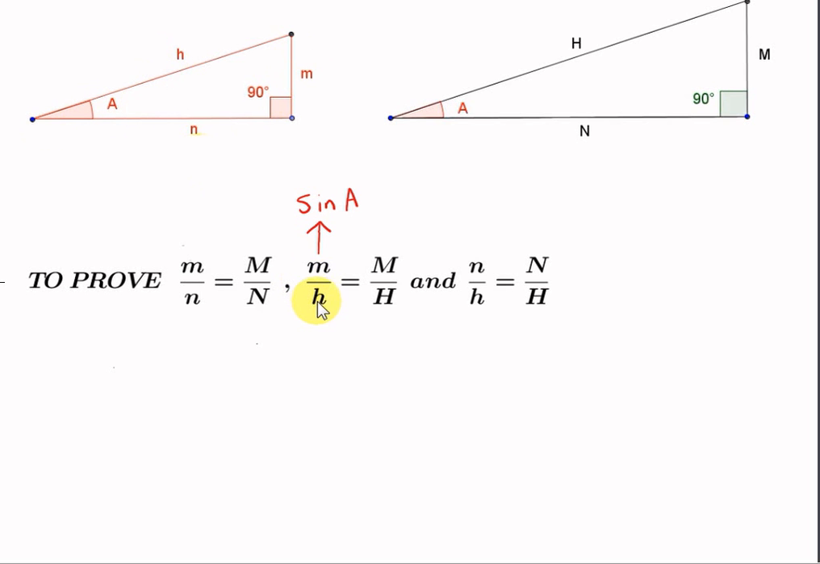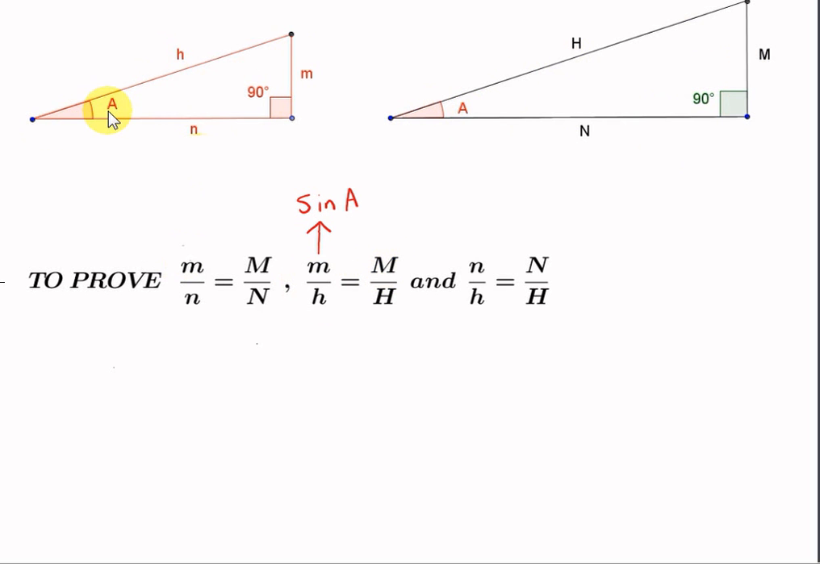Now, we saw from the simulation that it doesn't matter what size right angled triangle we have, the sine of angle A is unaffected. As long as these angles are the same, it doesn't matter how big or small the triangle is. So if we take this bigger triangle, the same angle A, the sine of it is opposite over hypotenuse. I'm calling this side here, the bigger triangle, big M, and the hypotenuse, big H. So we're going to prove that these two ratios are the same.